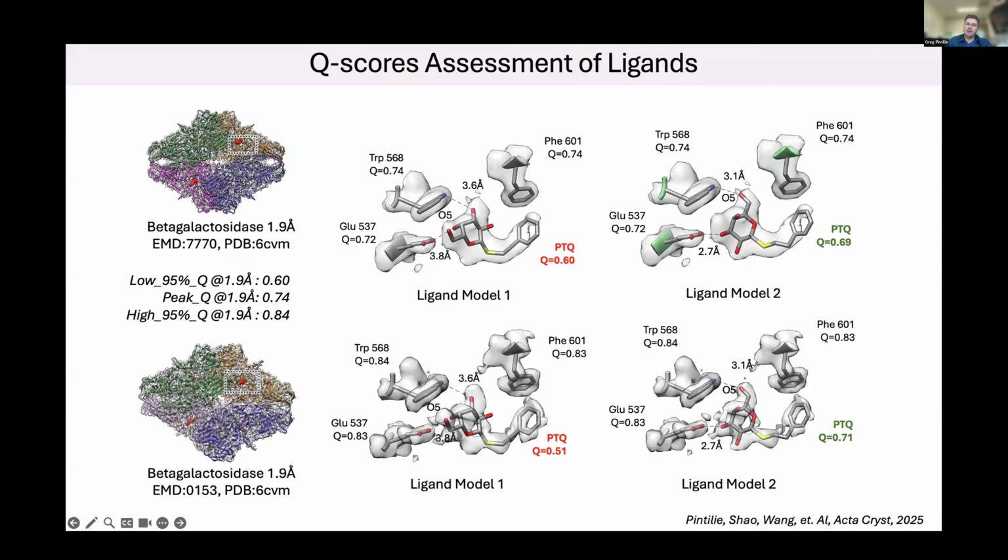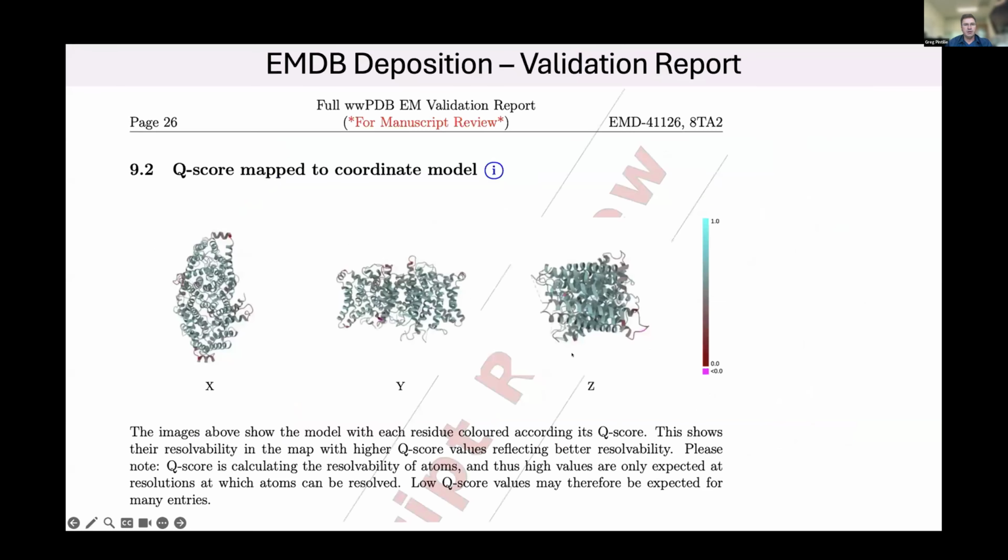How confident am I in the ligand model? Ultimately, the higher the Q-score, the more resolved your ligand is, the more confidence you can have in it. So it is resolution dependent, which makes sense. The higher the resolution, the more confident you can be in your ligand conformation. In lower resolution maps, you might get into situations where different conformations look reasonable, but it might be hard to tell which one is likely to be the right conformation.